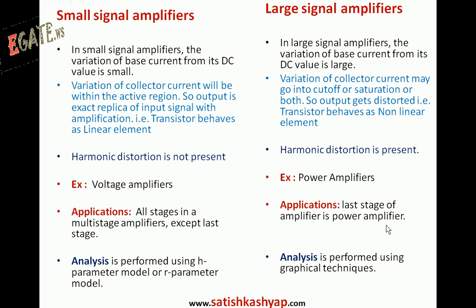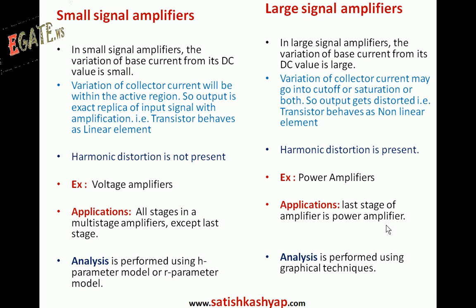In the case of large signal amplifiers, the variation of base current from its DC value is very large, so the collector current also becomes large after amplification, and by that time it is limited by its saturation and cutoff regions. So the collector current enters the saturation region where the collector current is constant, and it no longer responds to changes in the input. That's why the positive portion is clipped off whenever the collector current enters saturation, and whenever the collector current enters the cutoff region, it again doesn't respond to input changes, so it becomes zero ideally. So the negative portion of the input waveform is clipped off whenever the collector current enters the cutoff region.